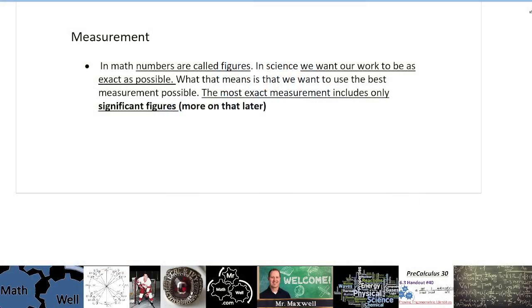All right, measurement. In Physical Science 20, we need to talk about measurement, how to measure things, what measurement is, how exact we need to be, and that sort of thing. So let's learn a little bit about measurement.